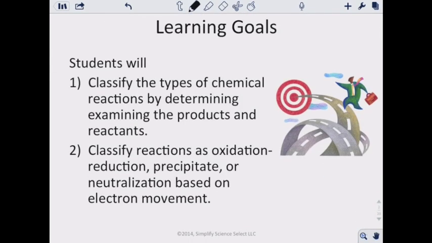So when we're looking at this, we're looking at the types of chemical reactions. The learning goals that we have: students will classify the types of chemical reactions by examining the products and the reactants. We're going to figure out how those go together to classify the types of chemical reactions. And then we want to classify the reactions as oxidation reduction, precipitate, or neutralization based on the electron movement. That's a little bit harder, but we're going to look at those.